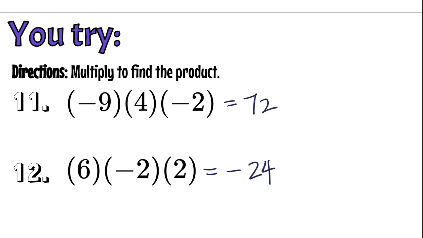My hope is that in this video you were able to find products of integers by multiplying.